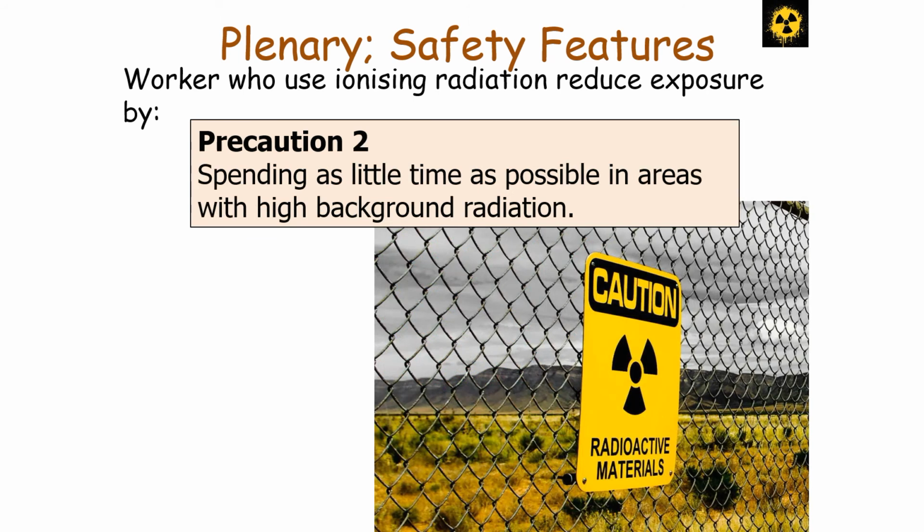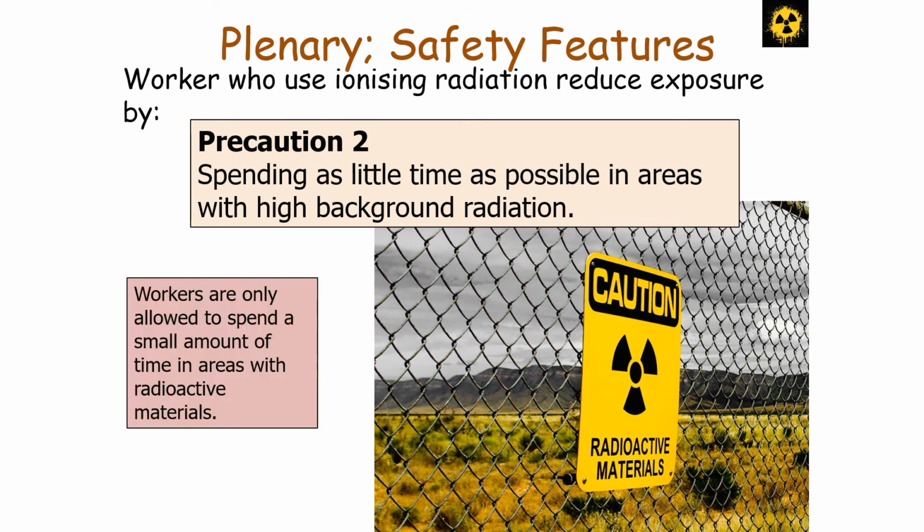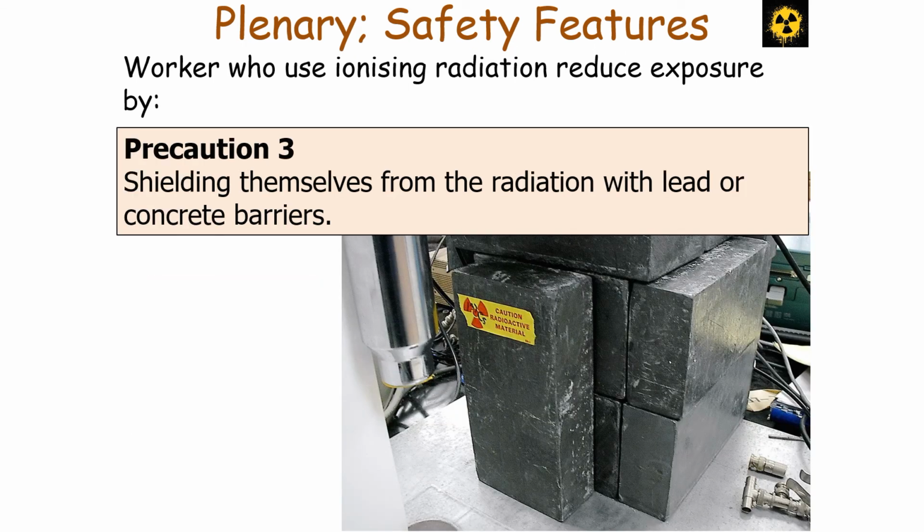The second precaution is spending as little time as possible in areas with a high background radiation. So workers are only allowed to spend short amounts of time in areas with radioactive materials, which will again reduce irradiation. Now, precaution number 3 is shielding themselves from radiation with lead or concrete barriers.